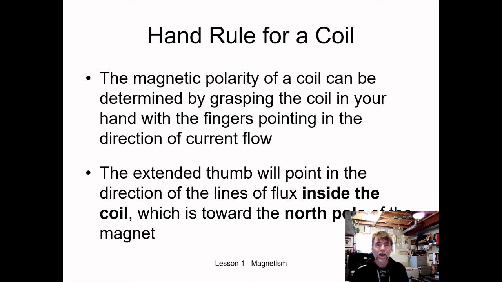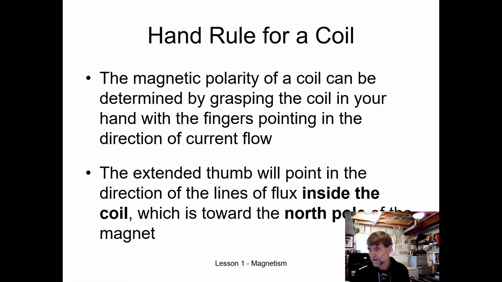Hand rule: the magnetic polarity of the coil can be determined by grasping the coil in your hand with the fingers pointing in the direction of current flow. So the fingers are wrapping around the coil pointing in the direction of current flow, and the extended thumb points in the direction of the lines of flux inside the coil. Inside the coil goes from south to north, which means your thumb is pointing at the north pole. So this is the coil hand rule.